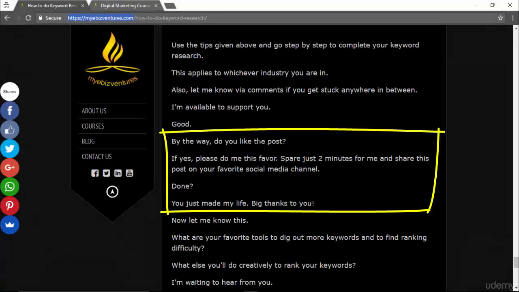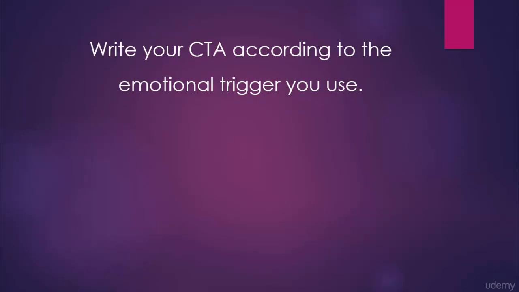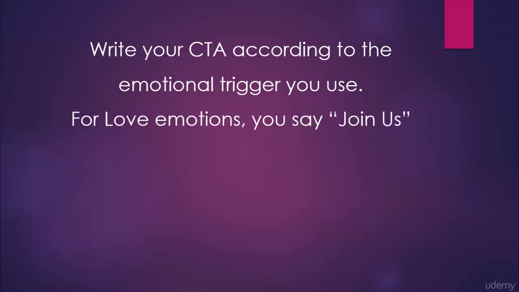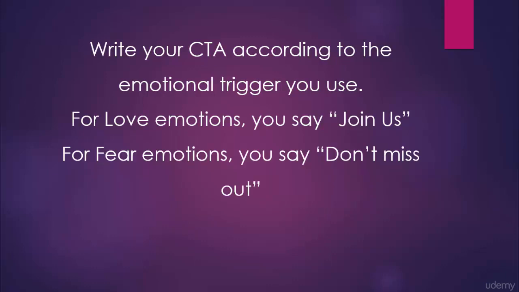Here we go with one. Make sure your call to action is worded accordingly. Let's say you use love as the emotional trigger. Then your CTA button should say, "Join us." If you're using fear as the emotional trigger, then your CTA button should say, "Don't miss out." Hope you understand the difference.